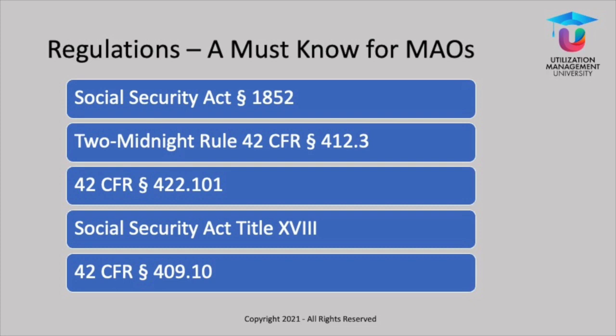They start off with the Social Security Act, 1852, the 2 midnight rule, which is a federal regulation, CFR 412.3. Then there's 42 CFR 422.101. I know these numbers don't mean anything to you, but it's important to know where these regulations originate from. The Social Security Act, Title 18. And lastly, CFR 409.10.